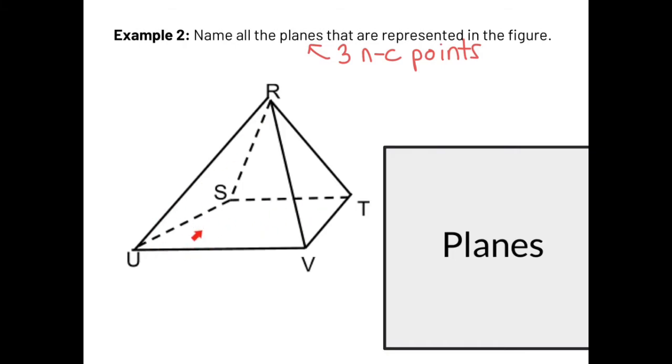And then there's these other planes that are created using R. RUV is one, RVT, and RST. So actually, an RSU on this side here if I missed that one. So what we're really looking for here in this particular one is that the planes are really going to be the faces of this 3-dimensional shape.